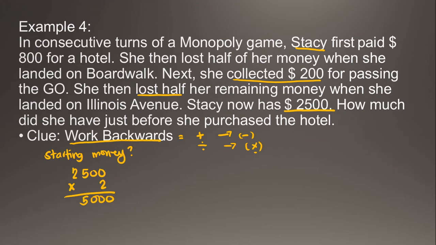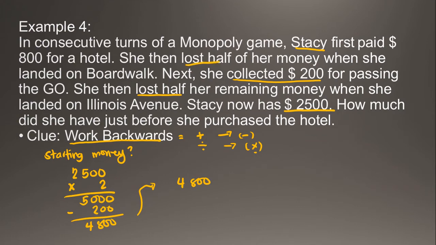Next, unsay nahitabo before pa ana? Nakakolekta siya ug $200 for passing Go. So, nakakolekta, dapat addition, but backwards, that is subtraction. So, i-minus na nato ang $200. So, we have now 4,800.